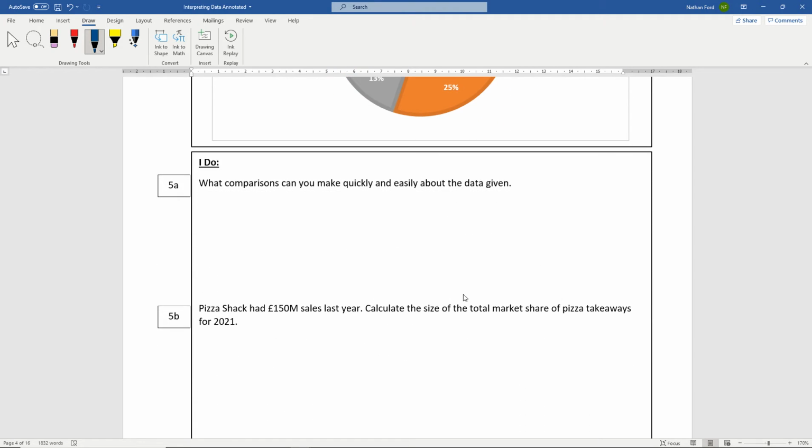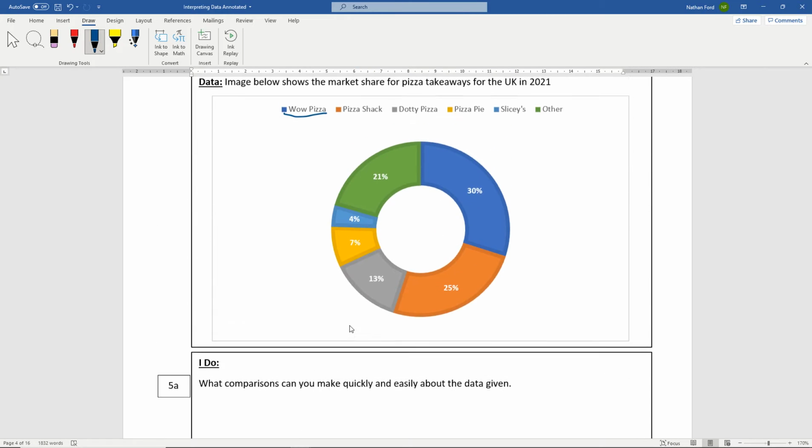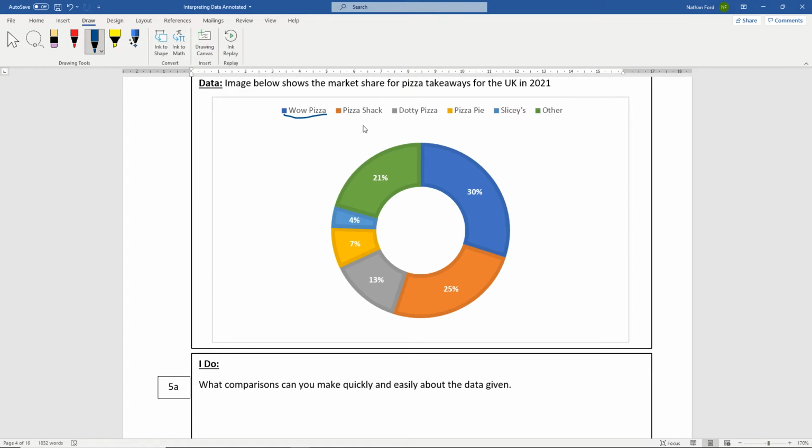Let's have a look at this next question, because that was literally just looking at it and why they're useful. Pizza Shack had 150 million pounds in sales last year. Calculate the size of the total market share of pizza takeaways for 2021. So let's just go back up here. The easiest way to do this is they said Pizza Shack has 150 million pounds. If we look on this, that's 25%. So 25% is 150 million.